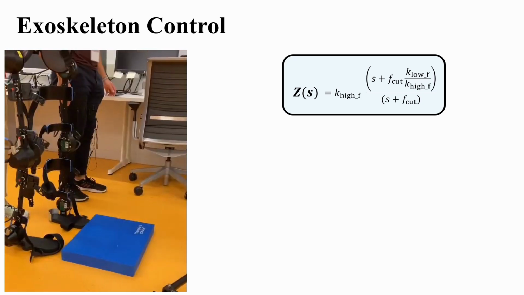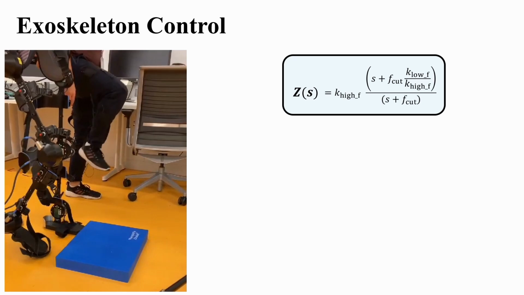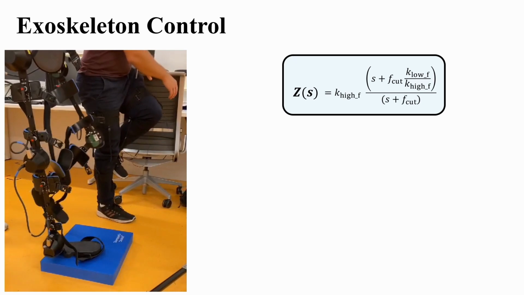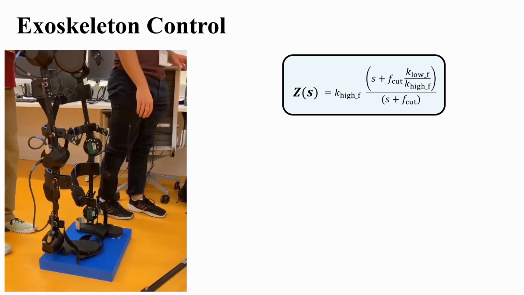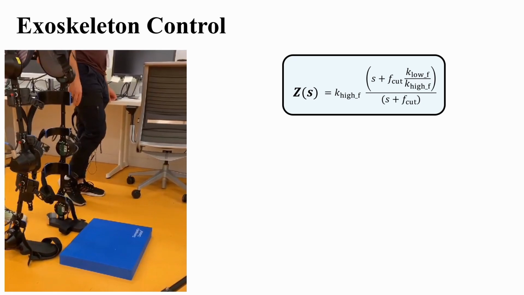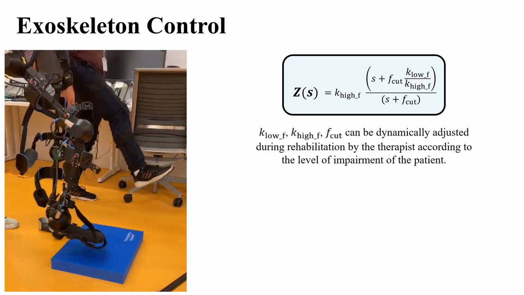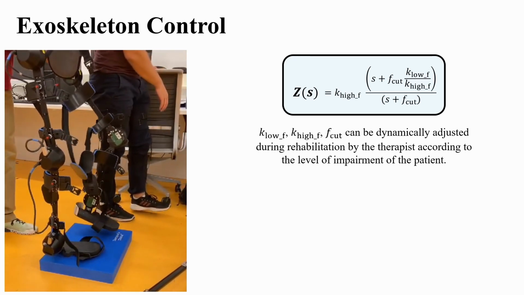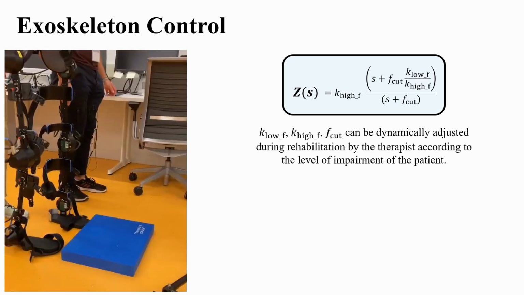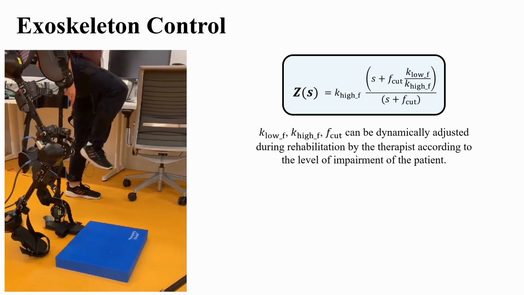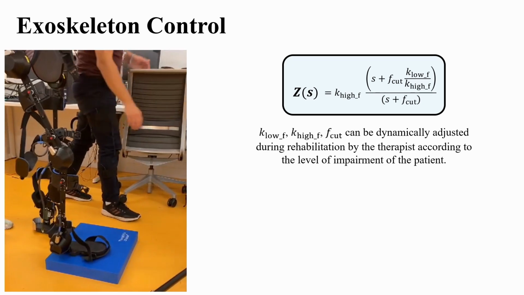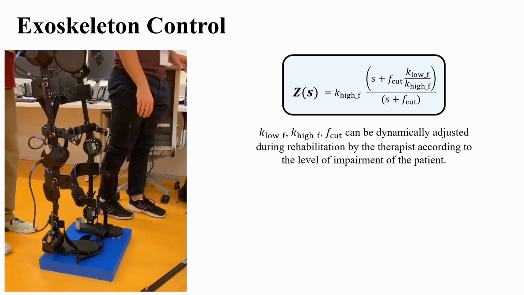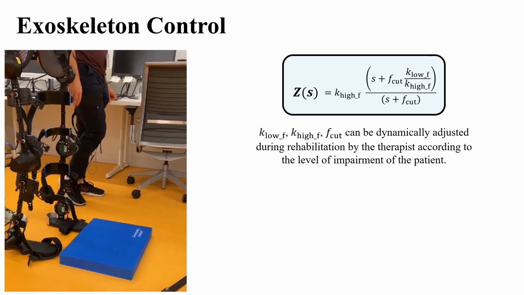The impedance profile is a one-pole, one-zero transfer function, which corresponds to a stiffness at low frequencies, a stiffness at high frequencies, and a cutoff frequency for the transition between the stiffnesses. The frequency response can be dynamically adjusted during rehabilitation, as the therapist may change these parameters according to the patient's level of impairment. This proposed control offers more support and guidance for slow, deliberate movements that are typical of a patient performing exercises. At the same time, this impedance profile smooths quick and abrupt movements, which can be uncomfortable and even dangerous for the patient.